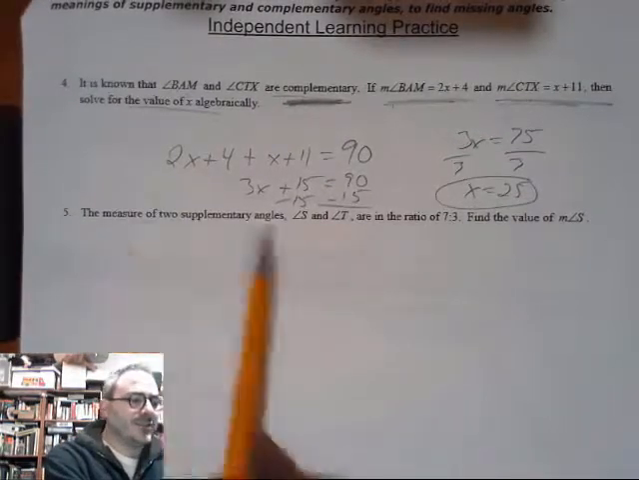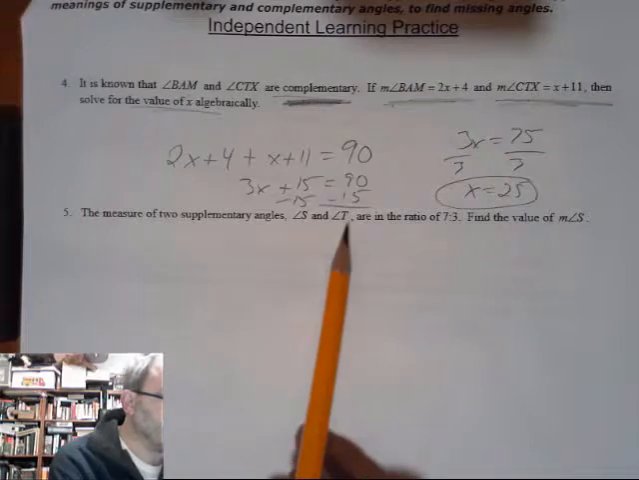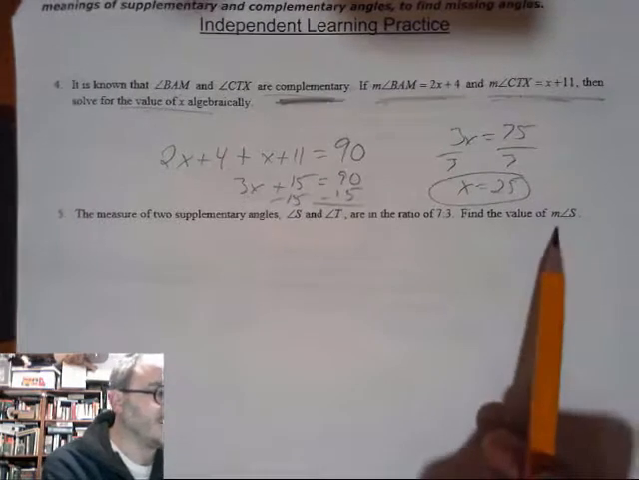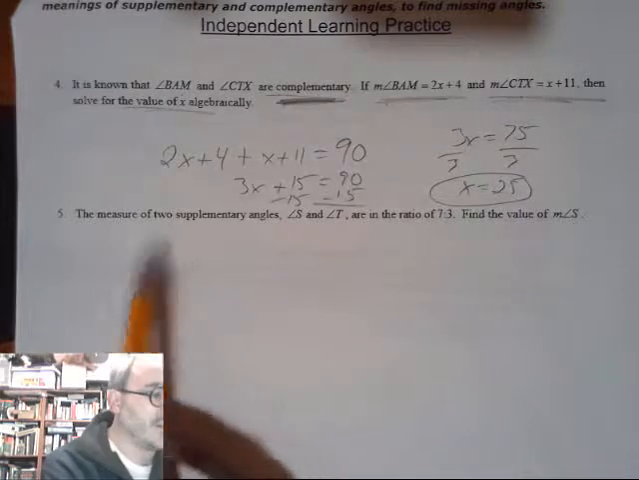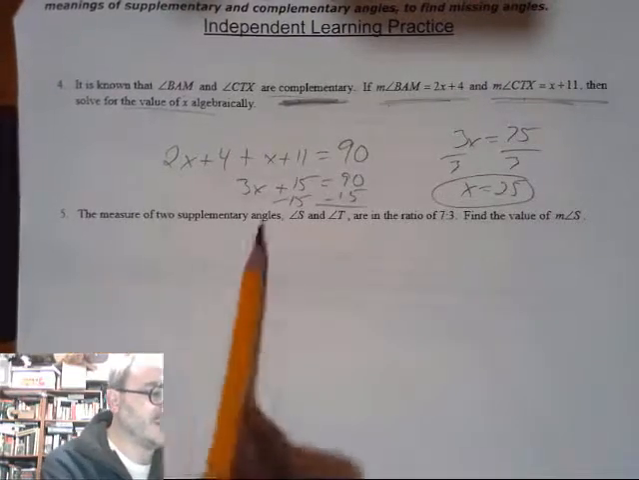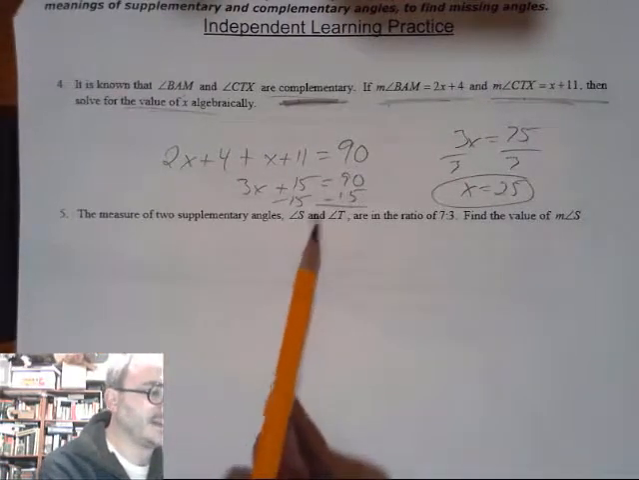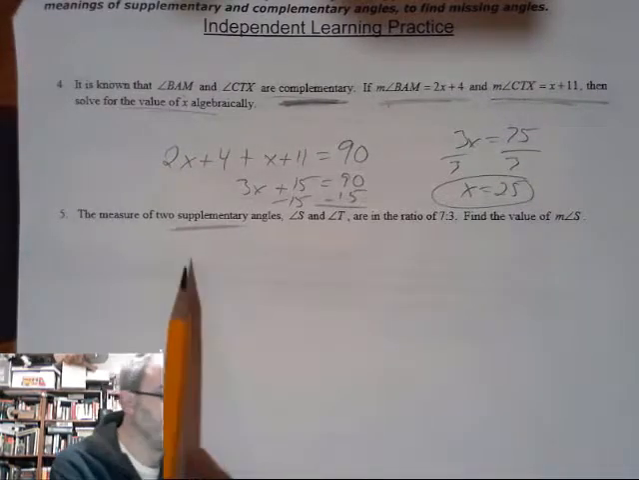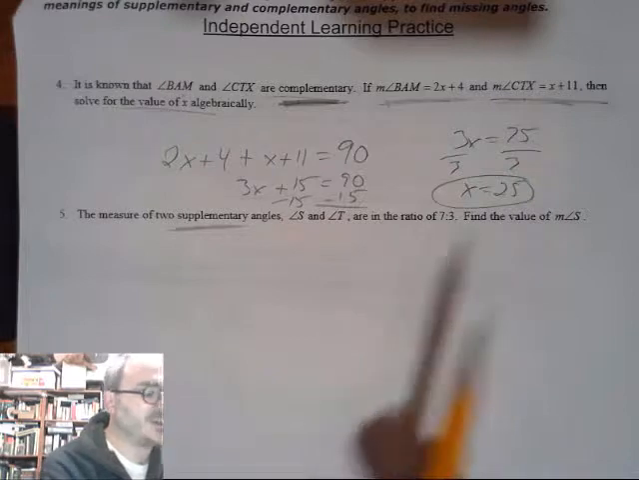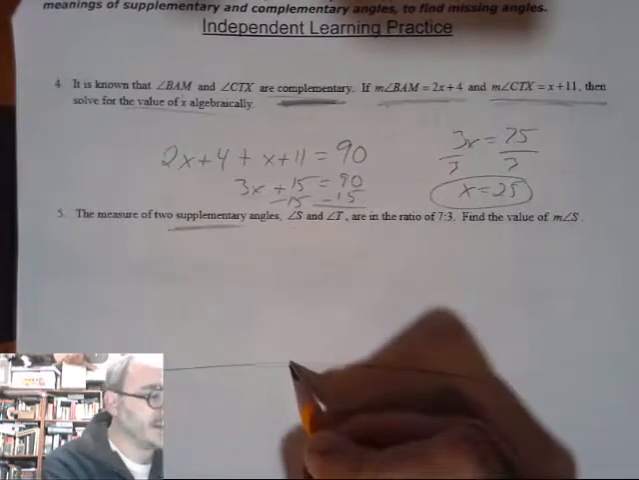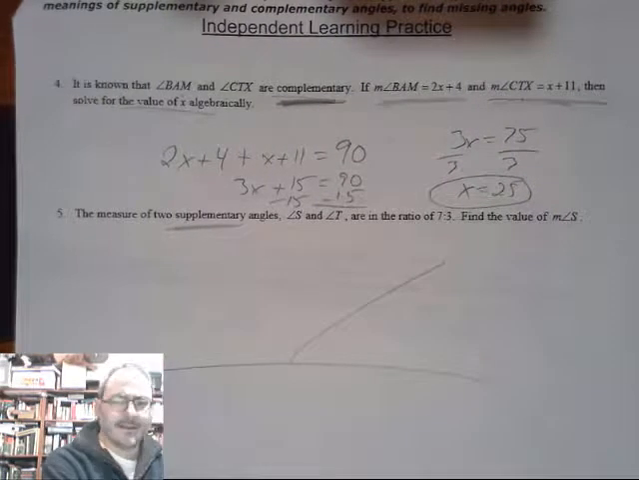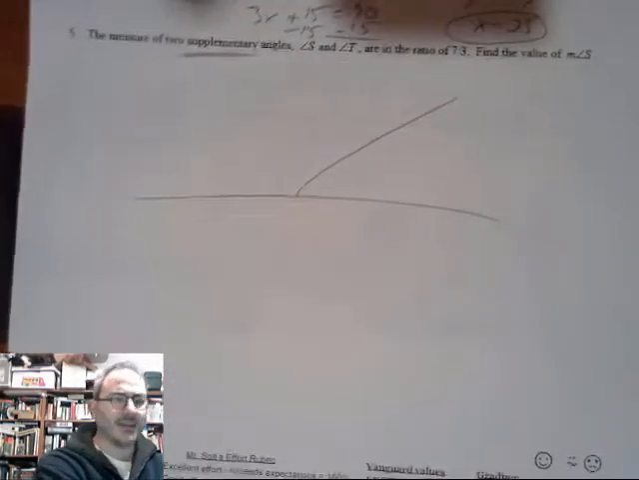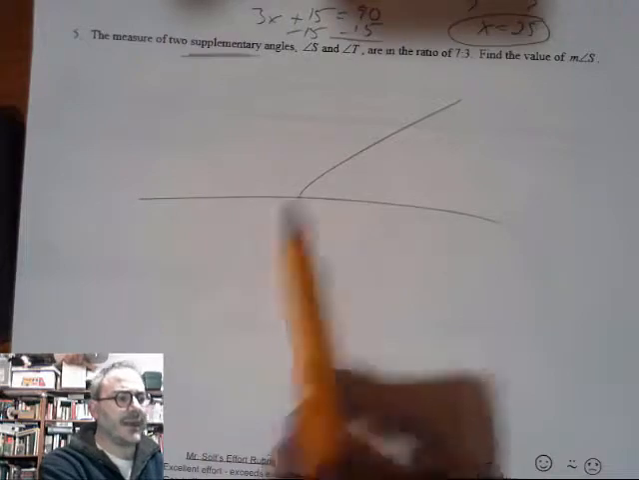The measures of two supplementary angles, angle S and T, are in a ratio of 7 to 3. Find the measure of angle S. So I've got these two angles, and they're going to add together to be 180. Supplementary means they're going to be on the same line. That's why I drew this diagram here. I've got my line, I've got my two angles.